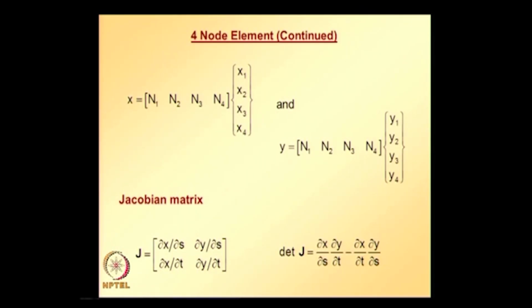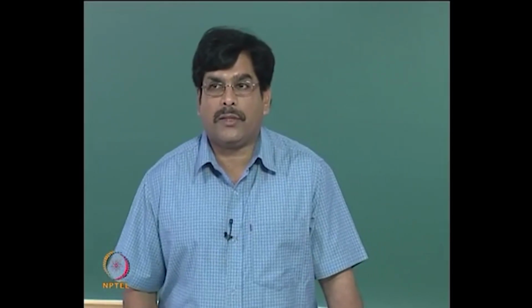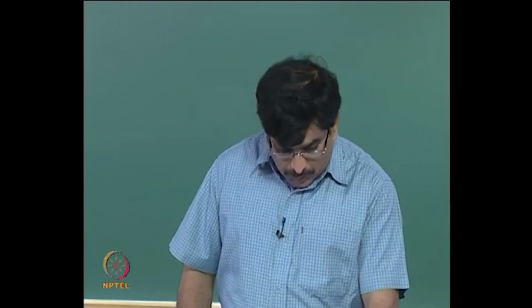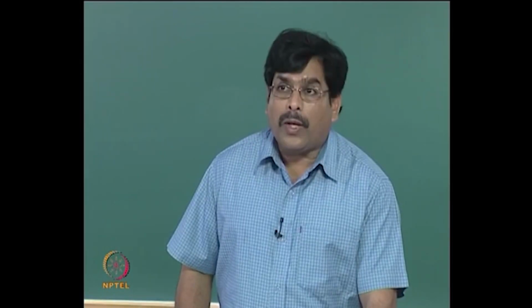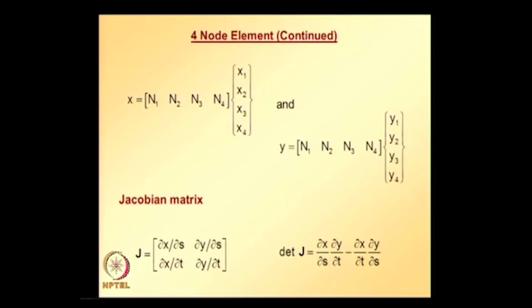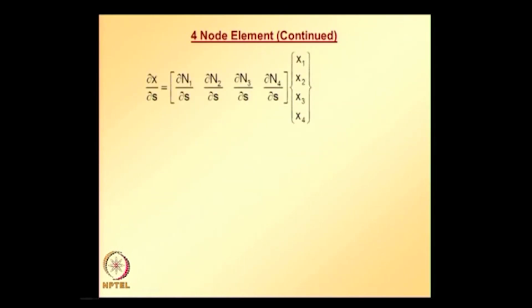There is nothing new in all this process, it is the same as for a 3 node triangular element, except that the number of nodes now becomes 4 instead of 3. So, the matrix sizes become bigger. So, once we have x and y related to the nodal coordinate values like this, we can easily find the partial derivatives using these relations, which can be simplified further as shown there.